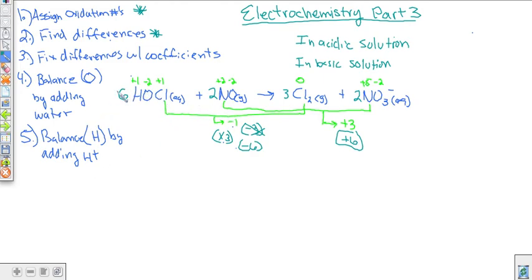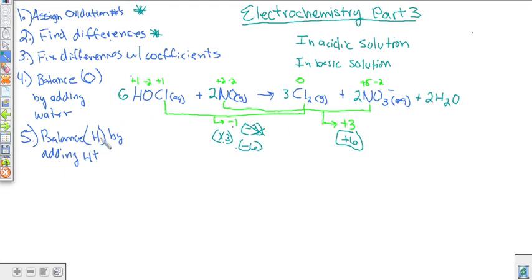Now, the next step is to balance the oxygens by adding water. Well, what does that mean? If you look on this side, we have 6 oxygens plus 2. That's a total of 8. On this side, we have just 6 oxygens. So what we need to do is add 2 oxygens, and we're going to do it by adding water. So our 2 oxygens are now there. Now we have 2 oxygens plus 6 oxygens is 8.